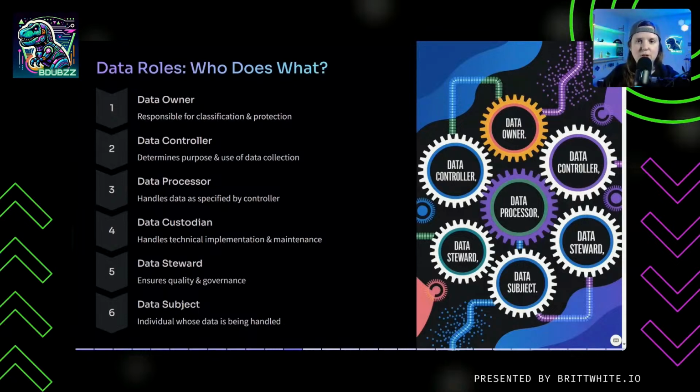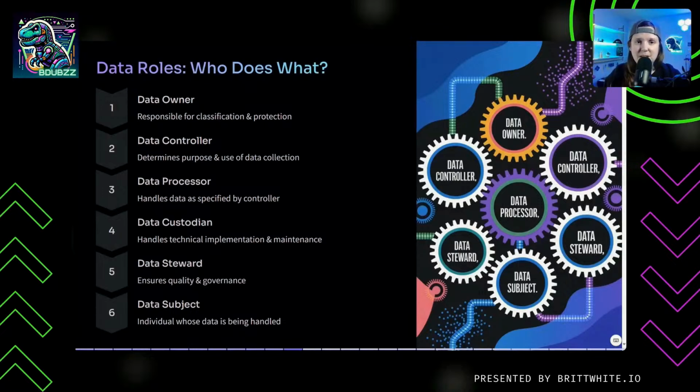Next, we have the data controller. Think of them as the why person. They determine why we're collecting data and how we'll use it. For instance, when your company collects employee information for payroll, they're acting as the data controller, making sure everything complies with laws like GDPR. It's important to note here that the data owner and data controller could be the same person, but this largely depends on the size and structure of the organization. The data processor is like our trusted helper. Using our payroll example, this might be the third-party company that actually processes the paychecks.